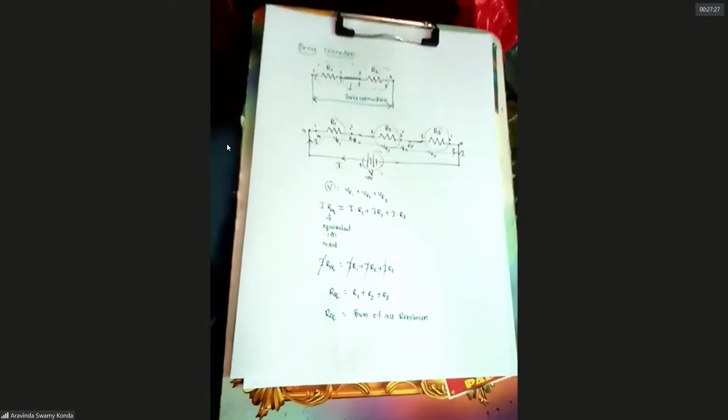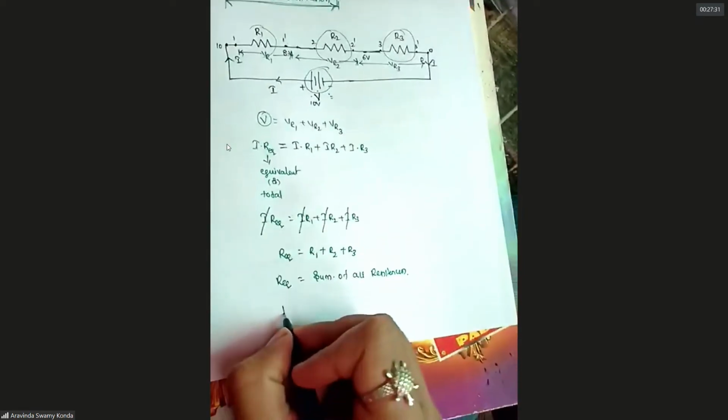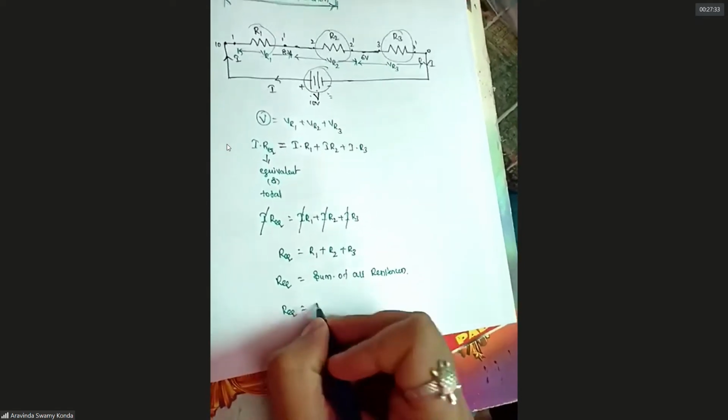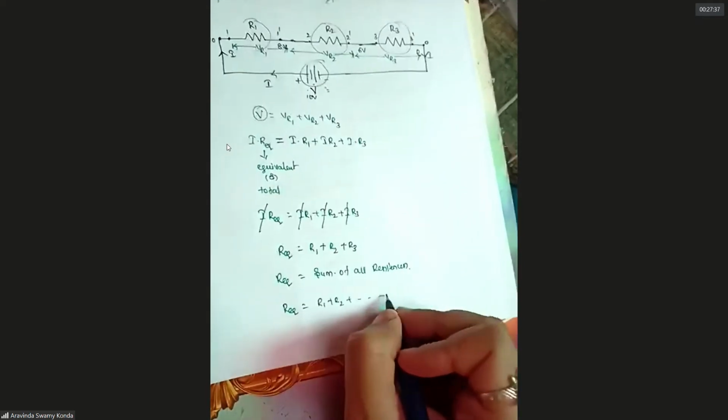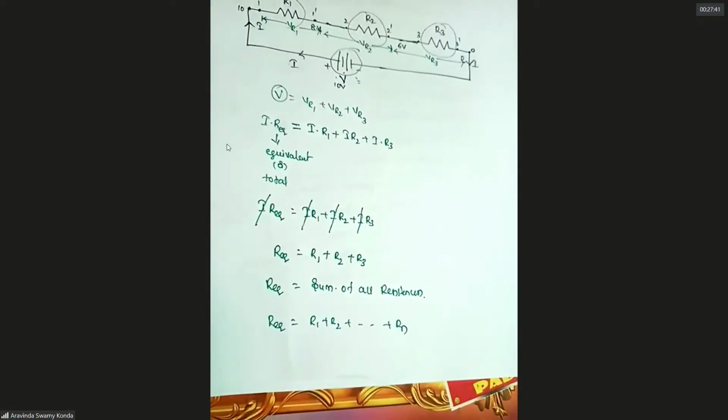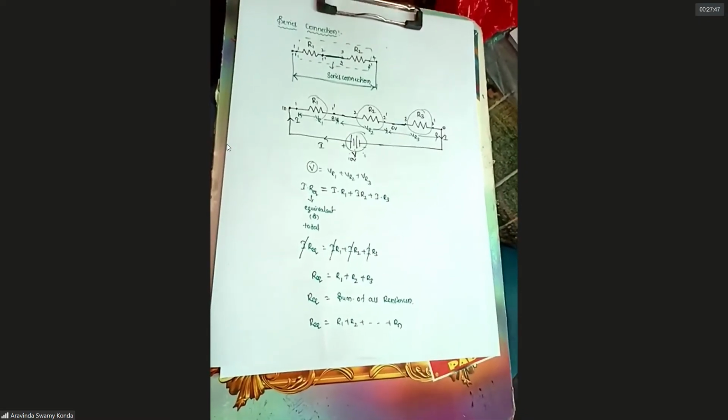How many resistors are connected in series? Suppose I am connecting n number of resistors. Then it is R1 plus R2 plus, and so on, up to Rn. Am I right? Yes, sir. So that is the total resistance when they are connected in series. Is it clear? Clear, sir.